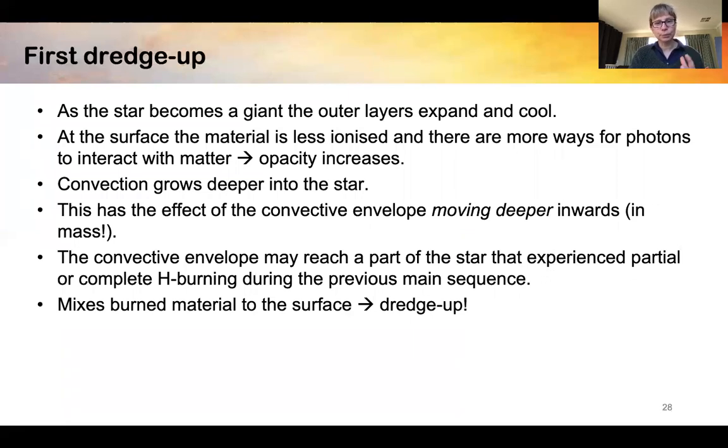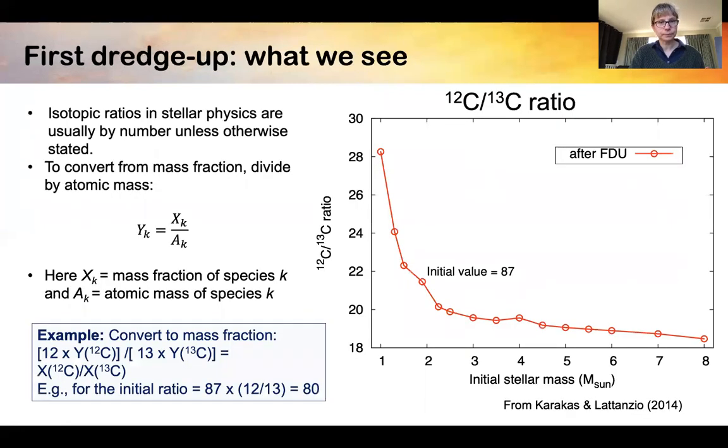So this is really just putting into words what I've just said. You can read this in your own time; you can pause the recording. Essentially, the outer layers expand and cool. As the material is less ionized, there are more ways for photons to interact with matter, so opacity increases, and convection grows deeper into the star. That really thin convective layer starts moving inwards, more of the star becomes convective, and this is what we call a dredge-up phase.